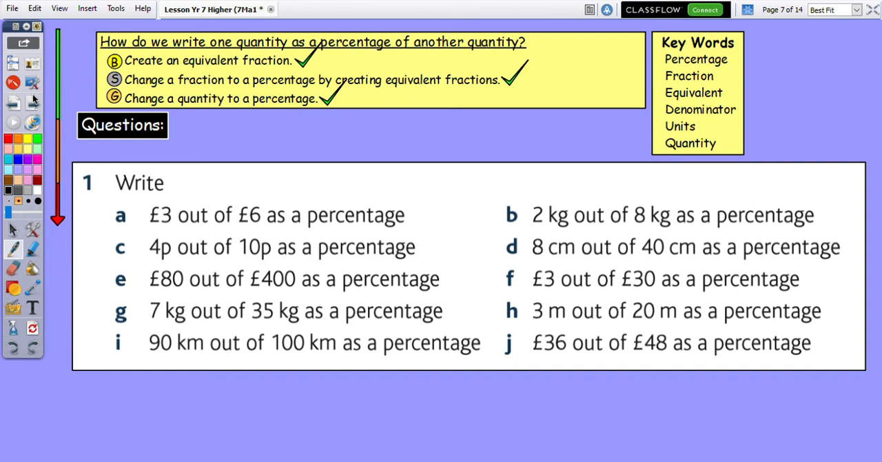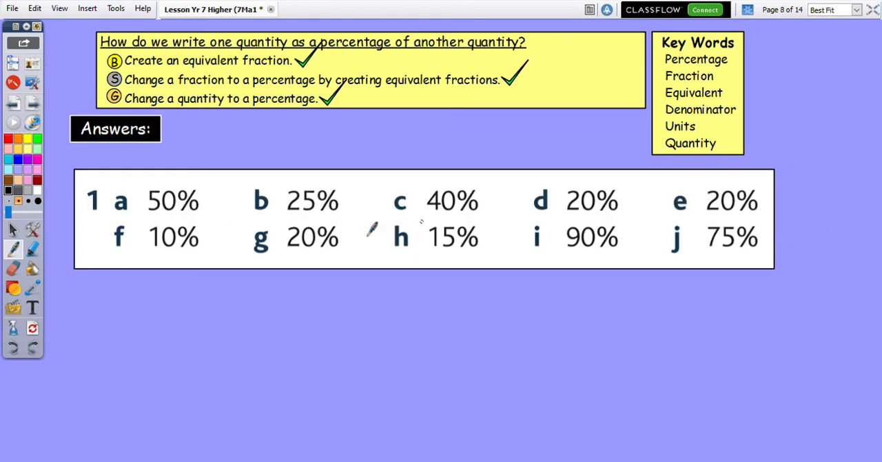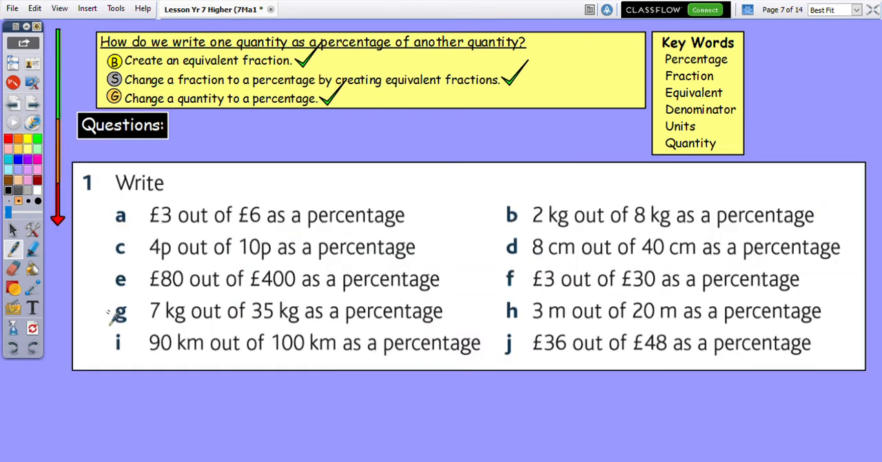Brilliant. Okay, hopefully you've answered those. These are the answers that I got for the questions. If any of you are struggling, please send me an email and I'll explain them. However, we can take, if I just do an example there, G, 7 over 35.